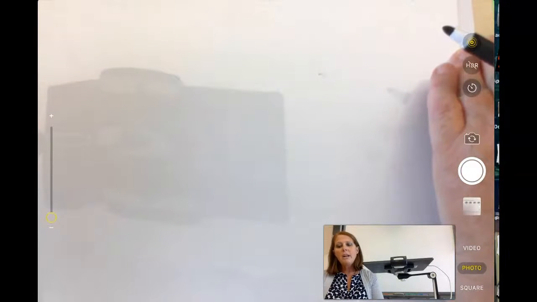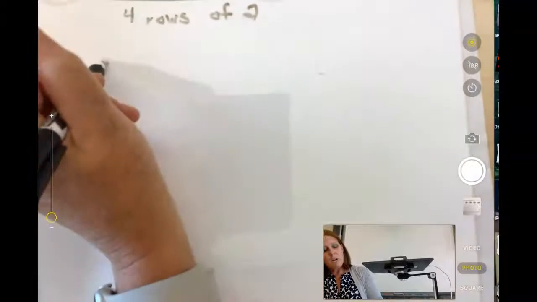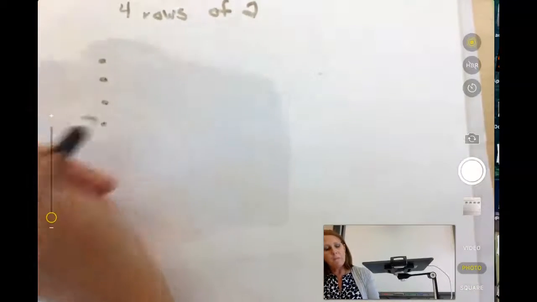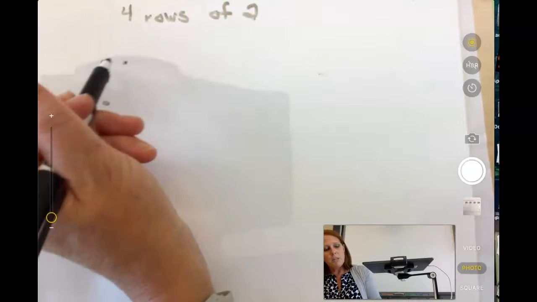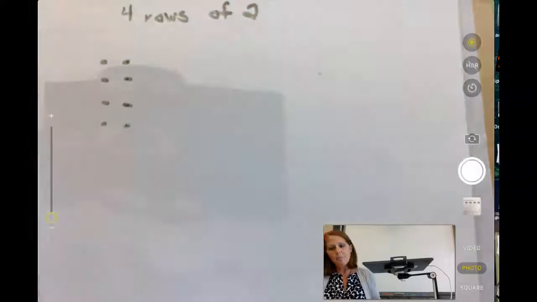And we're going to draw an array that shows 4 rows of 2. So we're going to draw our dots. So we want 4 rows. I'm going to make my 4 rows, and I'm going to start counting with this 1, and I'm going to add 1 more to make 2 in each row. Okay?